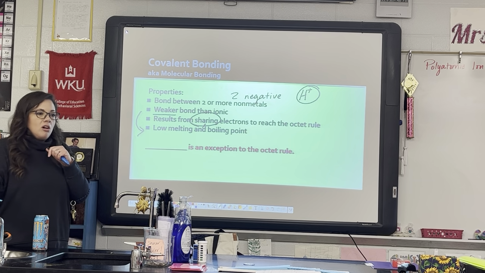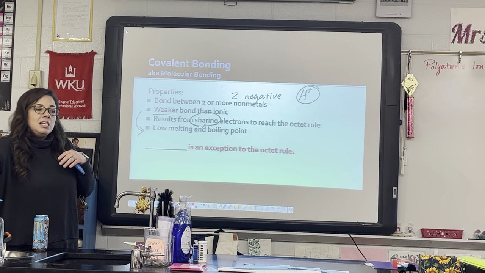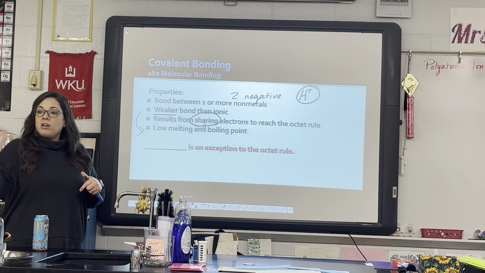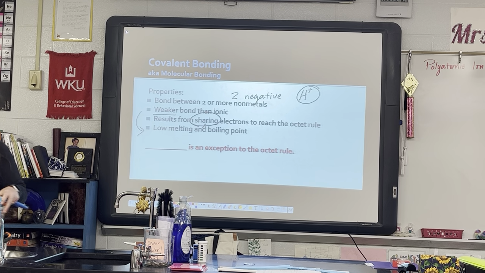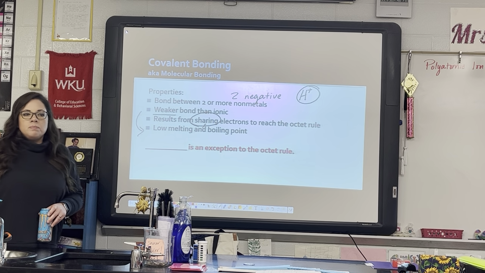We share electrons. Instead of me needing to lose some and Michael needing to gain some, so I give mine away and he takes them. That's ionic. Now they're going to share electrons. So it's a different type of bonding because of what's happening with the electrons. So it results from sharing electrons to reach the octet rule.